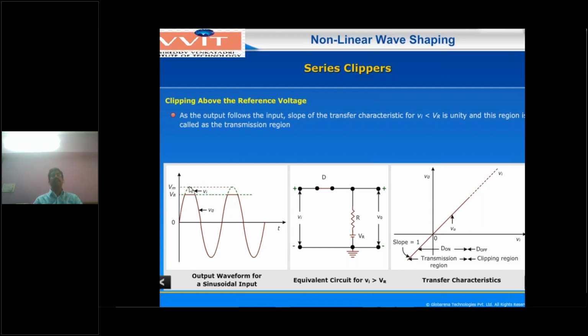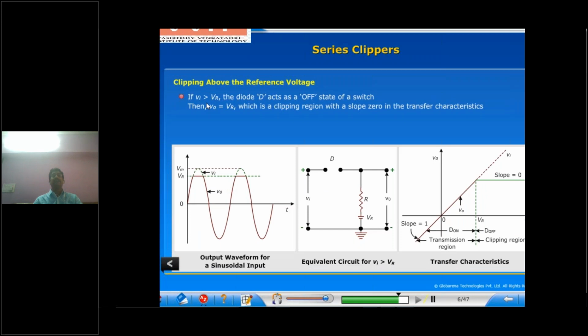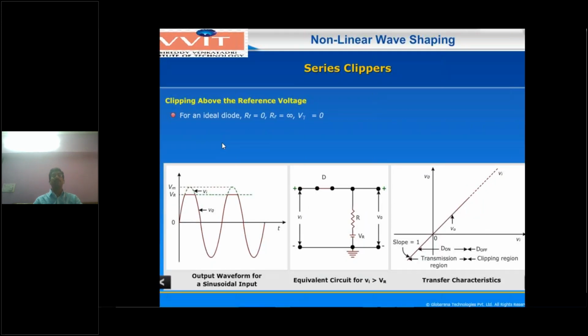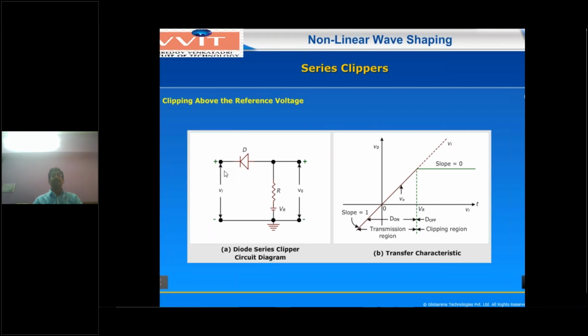Now we are moving to the second case, Vi greater than VR. What is the diode status? You have to see this one. Vi is greater than the reference voltage, which means the diode cathode terminal is at a more positive voltage compared to the anode. So the diode will be in the off condition. For example, here it will be 5 volts and here it will be 3 volts, and the diode will be off.